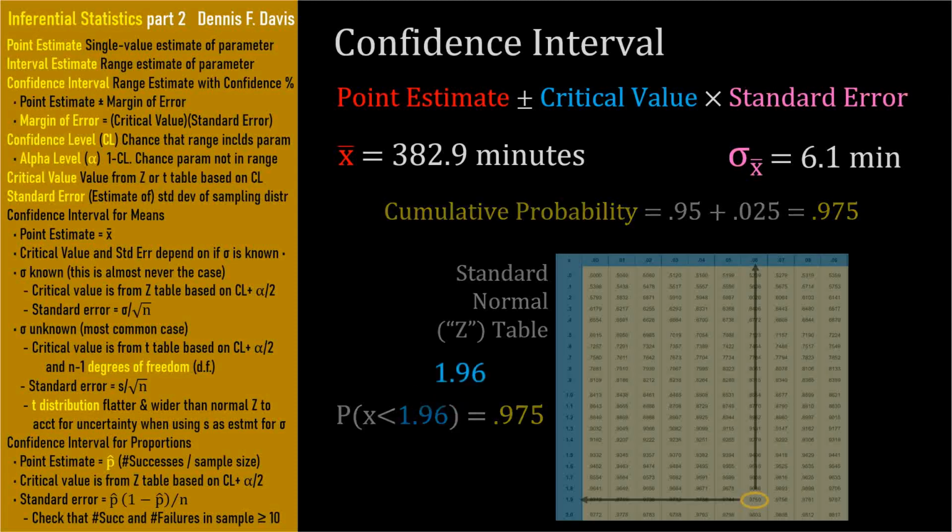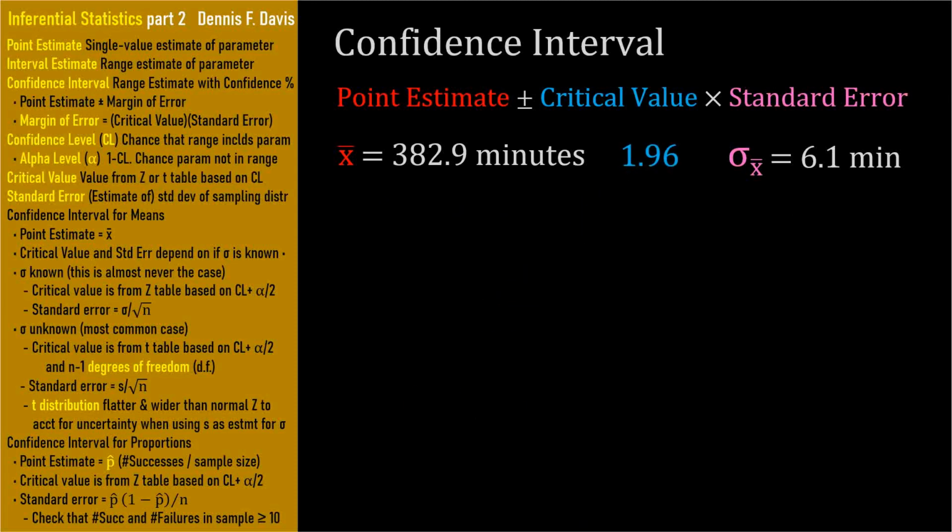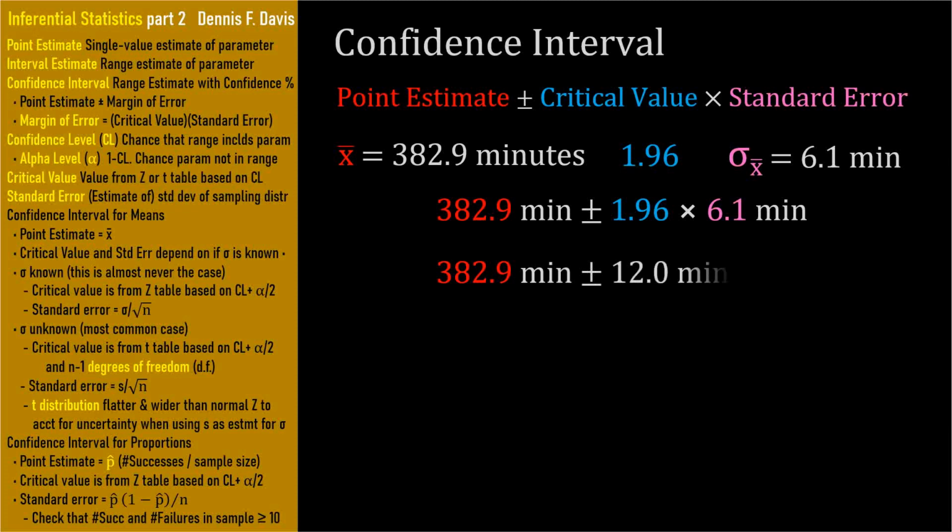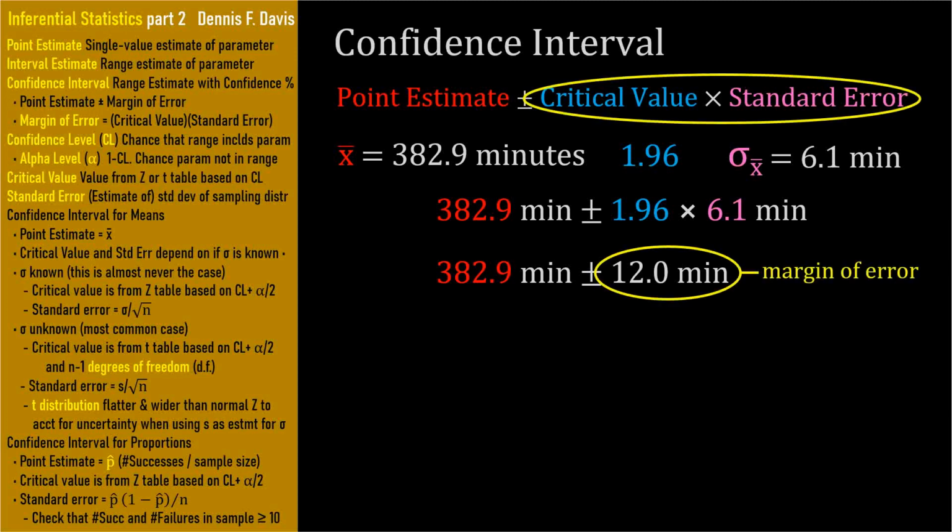We now have everything we need to construct our confidence interval for the mean battery life. Red x bar plus or minus blue critical value times pink standard error. 382.9 minutes plus or minus 1.96 times 6.1 minutes. So we have 382.9 minutes plus or minus 12.0 minutes. 12.0 minutes, remember, is the margin of error, which is critical value times the standard error.